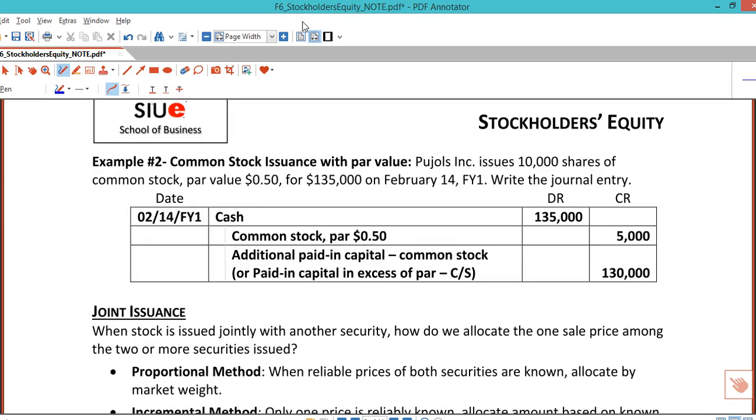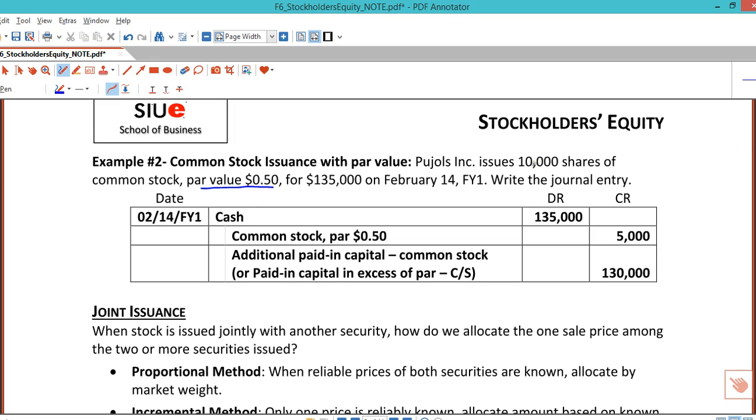So in the second example, now let's say Pools Incorporated is in a par value state. Now par value is an arbitrary number. Arbitrary does not mean random. It just means the number has no particular meaning. So 50 cents is one thing about 50 cents is it's far below the market price. Typically, par value is going to be well below the market price.